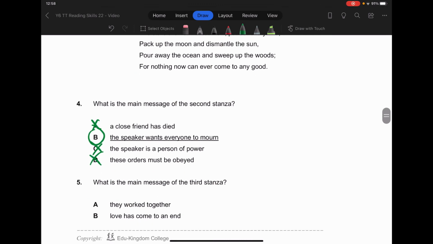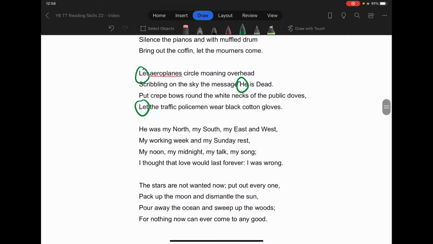What is the main message of the third stanza? Here's my north, south, east, and west, my working week, my Sunday rest, my noon, midnight, my talk, my song. I thought that love would last forever. I was wrong. Okay, so there's one key word here I want to look at, which is "forever." Forever means never ending, keeps going on and on. And the way he is described in the three lines of the third stanza is like, he's everything.